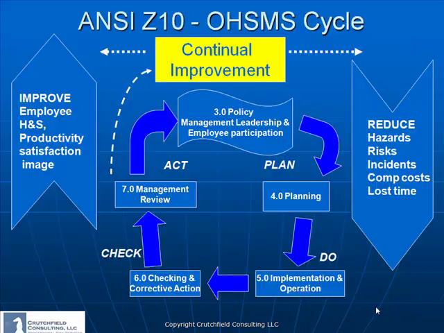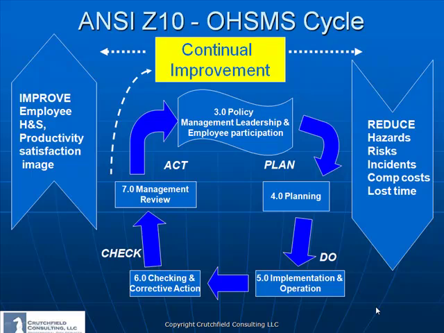from someone else. In 2005, ANSI published Z10, the Occupational Health and Safety Management Systems. This approach follows the short diagram of plan, do, check, and act. It brings together a number of the essential parts of a program with the goal of improving employee health and safety with the byproduct of productivity, satisfaction, image improvements. And in correlation with this, there would be a reduction in hazards, risk, incidents, the compensation cost, and overall lost time from workers' compensation claims or various injuries.